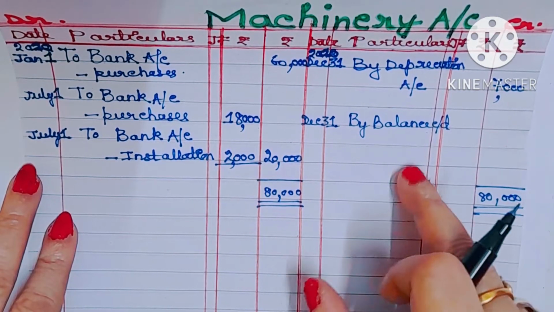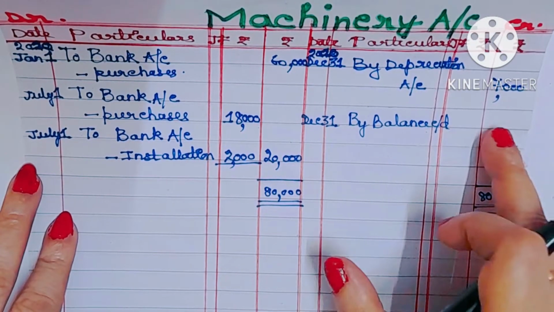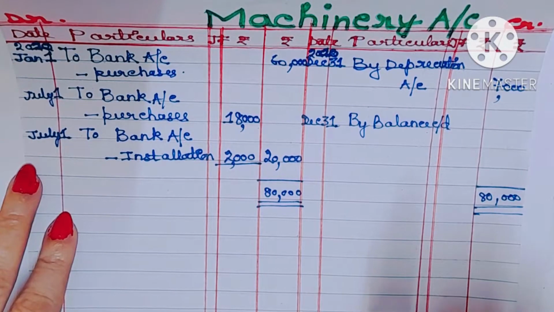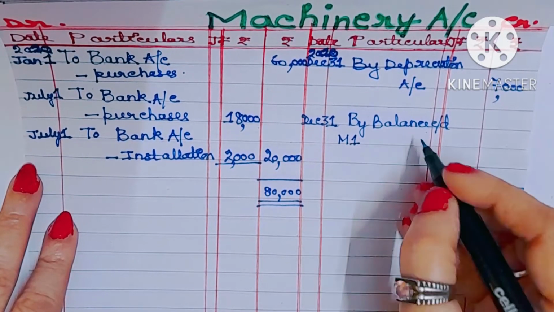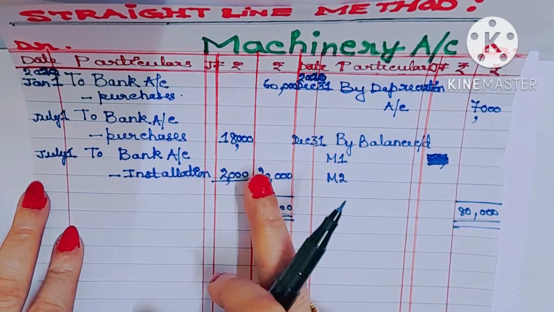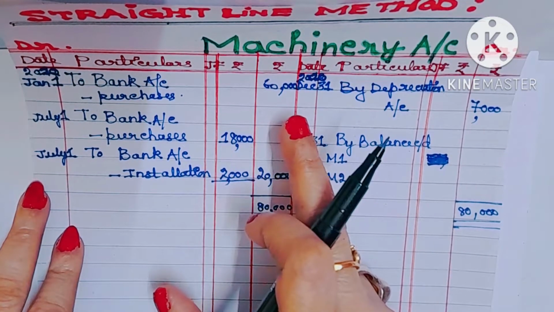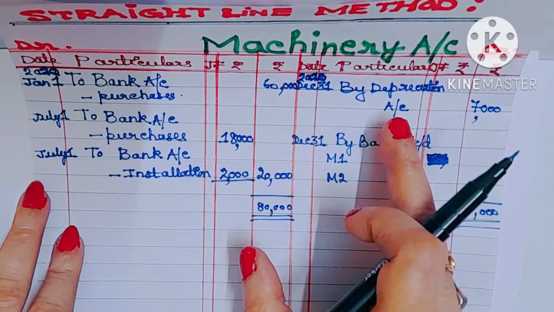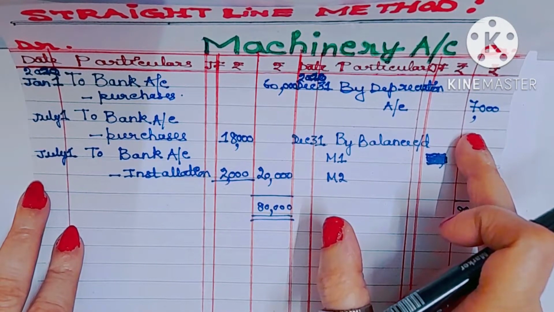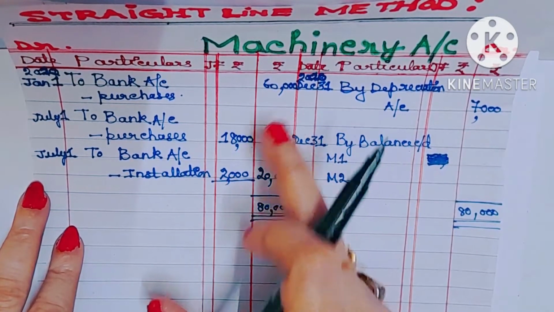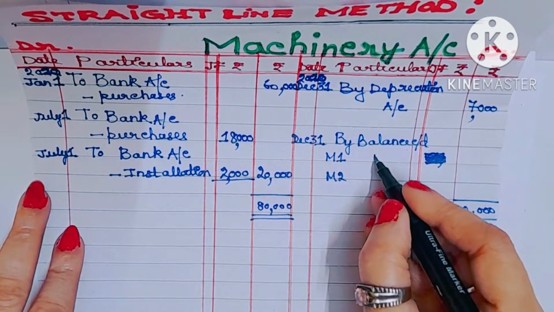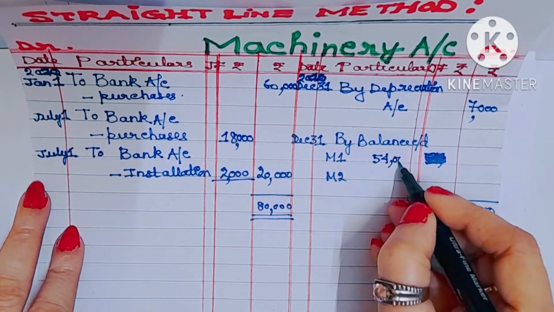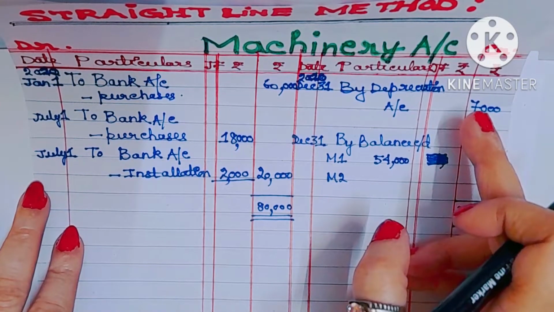But please remember, we cannot straight away write by balance c/d 73,000. We have to write the book value of the two machineries separately. So, let's write M1, that is the first machinery. So, what is the cost of the first machinery? The cost of the first machinery is 60,000. And what is the depreciation of the first machinery? 6,000. So, deduct depreciation from the first machinery. So, at the end of the year, the book value of the first machinery is 54,000. How? 60,000 minus 6,000 will give you 54,000.